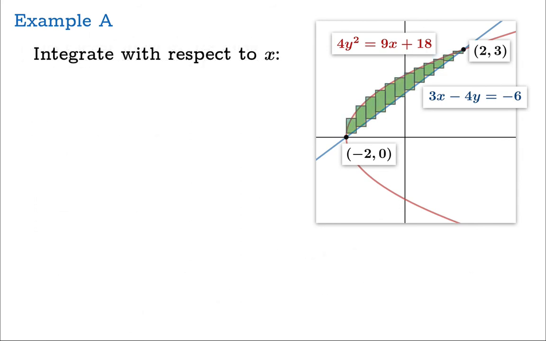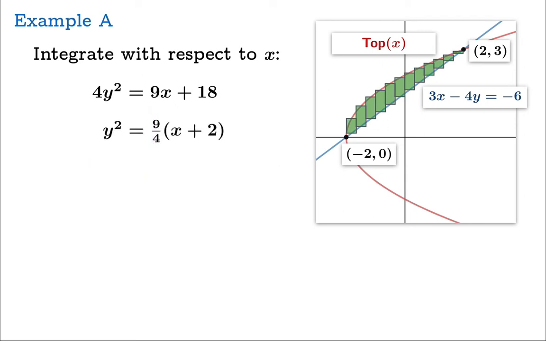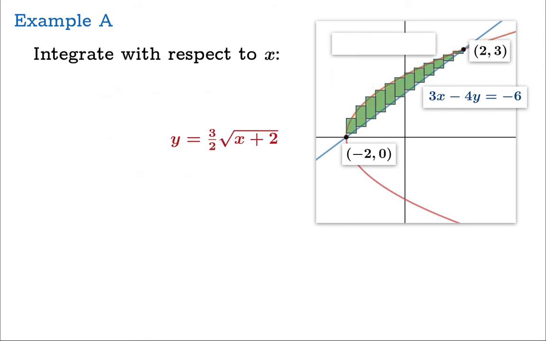Now, here's what you should visualize when you're trying to integrate with respect to x. What we need to do is identify the top function as a function of x. So we need to take this equation and solve for y as a function of x. Now it's almost done. All we really need to do is divide through by 4. We're going to factor out a 9 as well on the right side. And now we need to take the square root. The square root gives us two options, plus or minus. But we can see from the graph that we want the top half of this parabola, so we should take the positive root. So in fact, the expression for the top function as a function of x is 3/2 root (x plus 2).